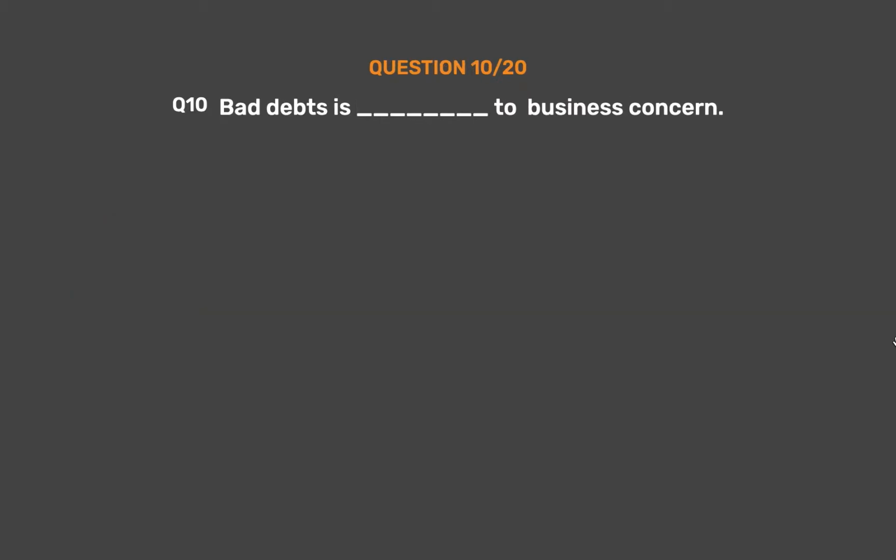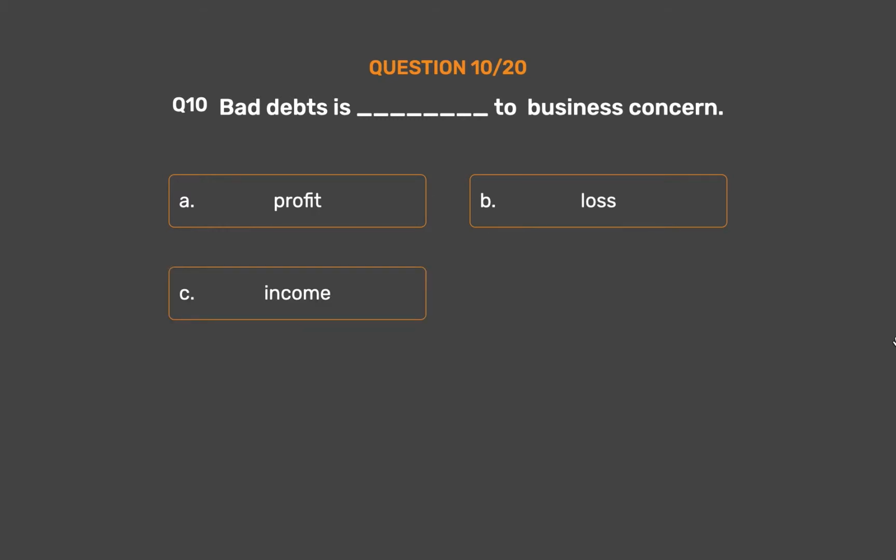Question number 10. Bad debts is underscore to business concern. Option A, Profit. Option B, Loss. Option C, Income. Option D, Expense.